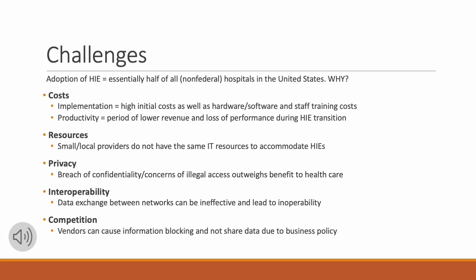For resources, this essentially concerns the fact that small local providers do not have the same technological resources as more financed, more funded institutions to accommodate health information exchanges. Another concern is privacy, in which concerns of illegal access and breach of confidentiality outweigh the benefits of healthcare. Interoperability refers to how data exchange between networks can be ineffective and how information can be blocked or mismanaged, and health institutions cannot work together, which will lead to interoperability issues.